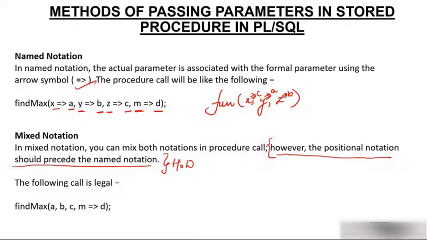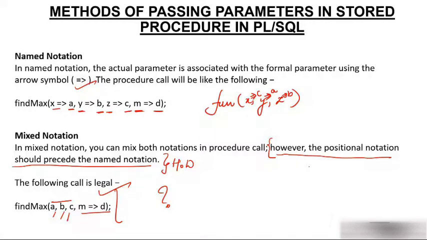The following call is legal: find max with A, B, C as positional parameters and D as a named parameter. Why is this legal? And if this is legal, then what is illegal? So you have two homework questions. If this call is legal, then which call is illegal, and what is this line trying to say? When we start the third video on mixed notation, I'll explain each and everything very clearly.